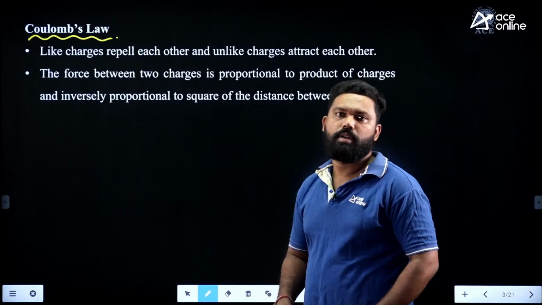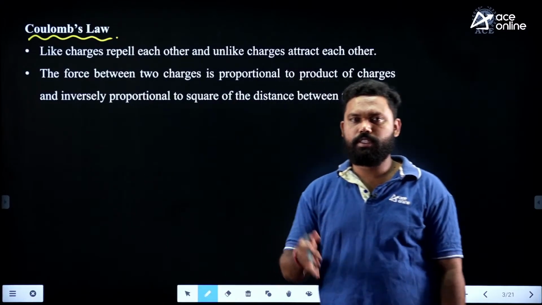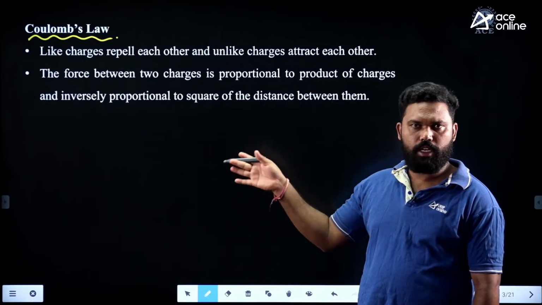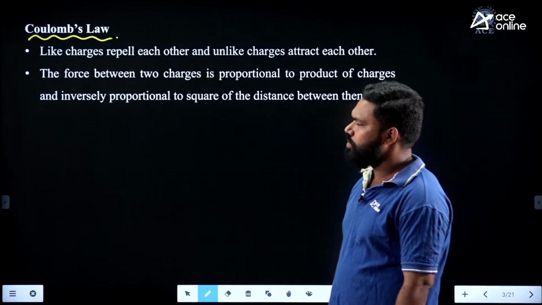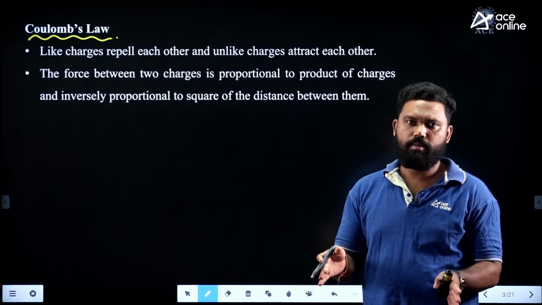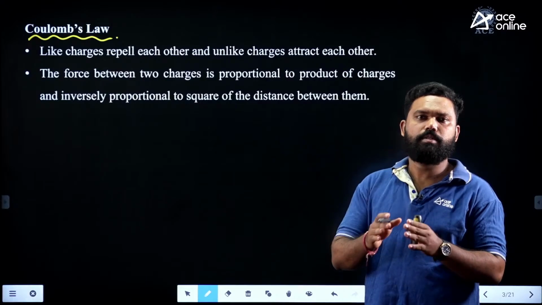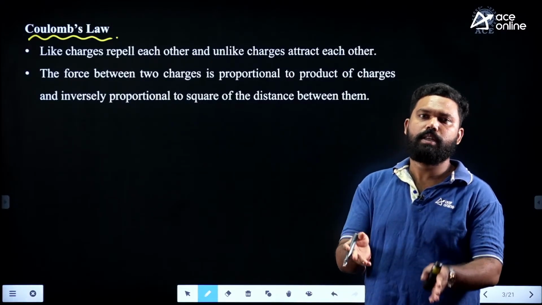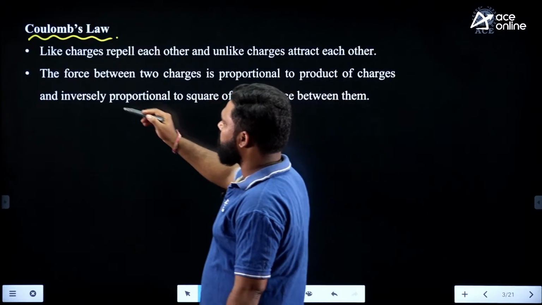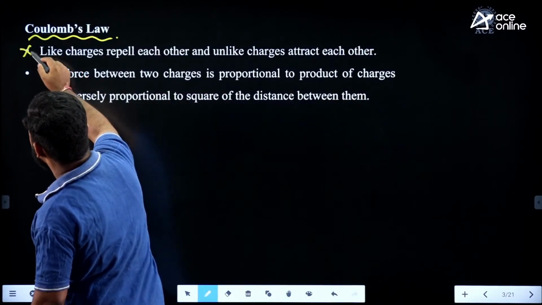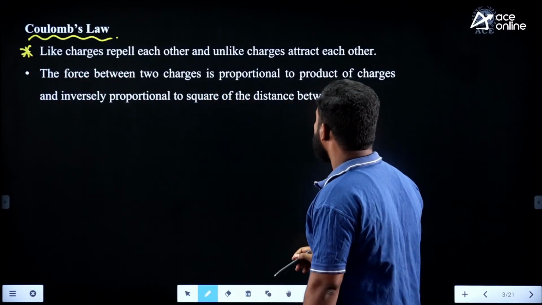Okay, fine. Let us start with Coulomb's law. It is a very fundamental law. You would have learnt this in your physics also, but this is a part of electrostatics. Fine. See here, what is this Coulomb's law? If there are like charges, like positive, positive, negative, negative, like charges will repel each other and unlike charges will attract each other. Fine. So what is the first statement you can check out here? Like charges repel each other and unlike charges attract each other.